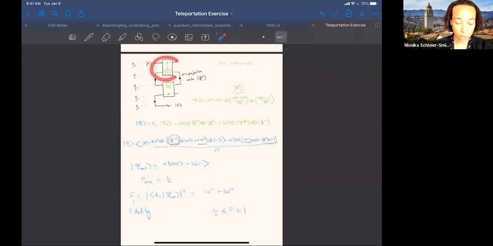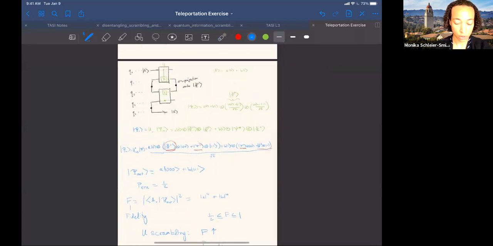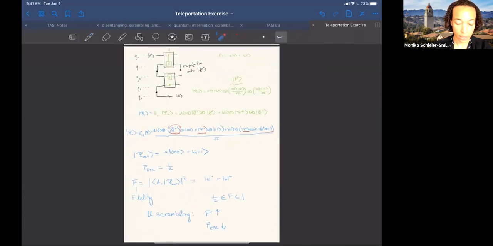And actually, the more scrambling U is, as U becomes more and more scrambling, the fidelity of teleporting actually increases, and the probability of getting an EPR pair decreases. That shouldn't be too surprising, that the probability decreases if our original EPR pair gets scrambled by this operation. What perhaps is a little bit more surprising and not totally obvious is that this fidelity goes up.